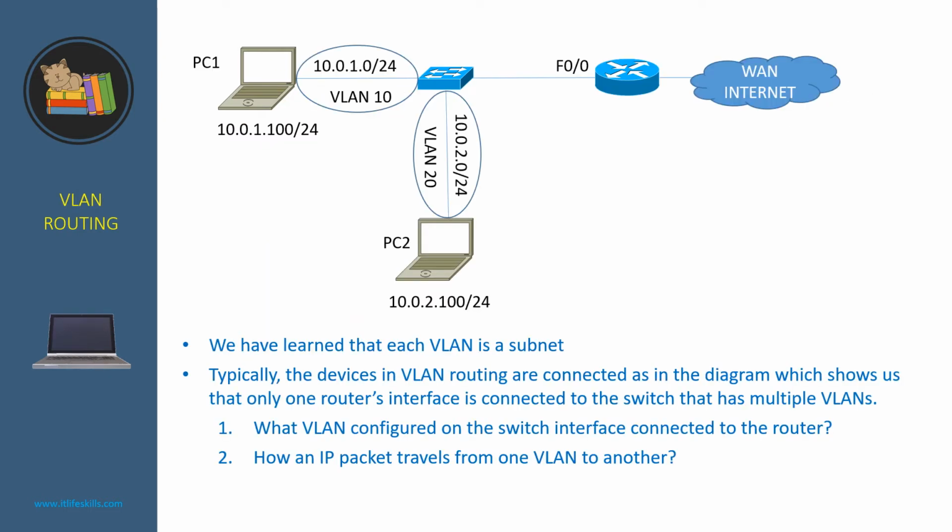In VLAN routing, we've learned that each VLAN is a subnet. Typically, the devices in VLAN routing are connected as in this diagram, which shows us that only one router interface is connected to the switch that has multiple VLANs. So the questions are, what VLAN configures on the switch interface that is connected to the router, and how an IP packet travels from one VLAN to another VLAN?